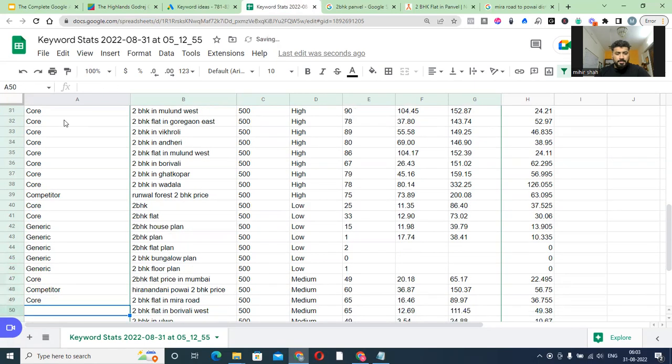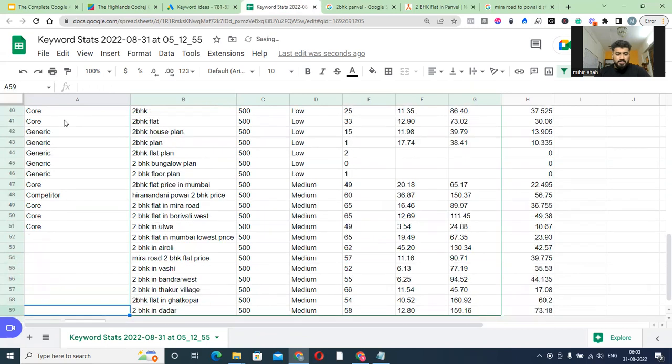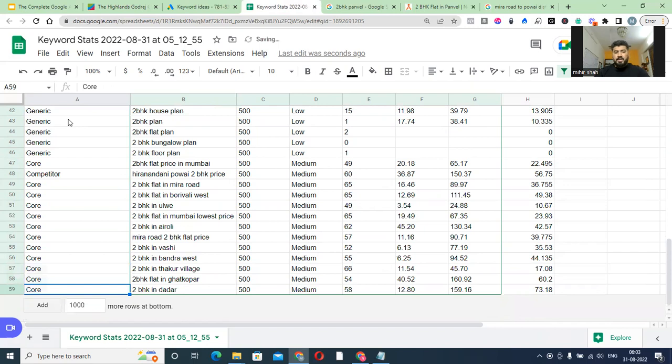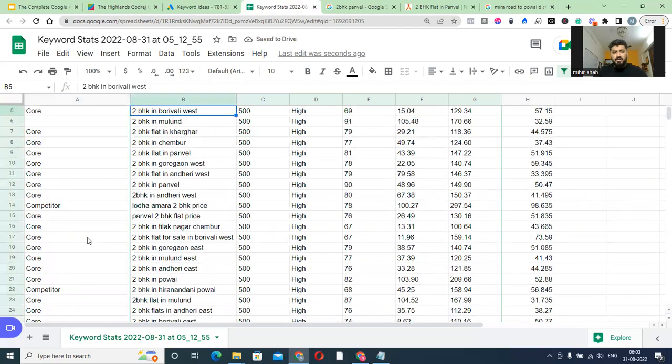Mira Road, Borivali, again location, Dadar, Ghatkopar village, Bandra, Vasai, Mira Road, Airoli, Mumbai's lowest price, everything is core, right? Like I told you guys, we do not have negative keywords because we remove them. Things like rent, etc., we filter them out. We can always add it later on. If you have it here, you can clearly categorize.